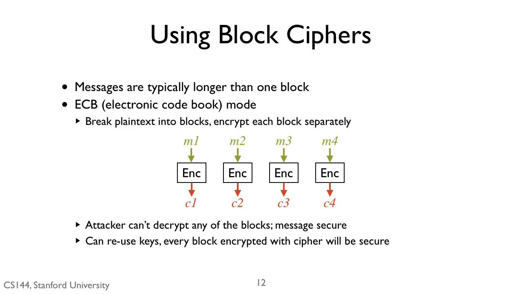This is simple. We take our message M and break it into blocks, M1, M2, M3, M4. We encrypt each one individually, so M1 becomes C1, M2 becomes C2, etc. This is fast, because we can do them all in parallel, something great on modern multi-core processors. Assuming that our encryption algorithm is secure, then an adversary can't decrypt any block, and so our message is secure. Furthermore, we can reuse our keys, since every block encrypted with the cipher will be secure. Simple, fast, and secure.